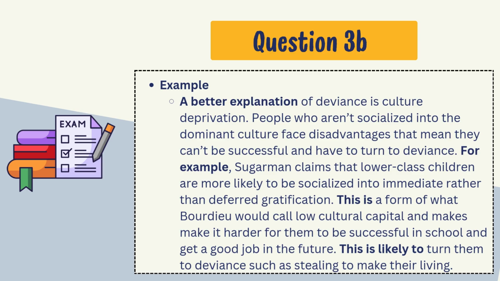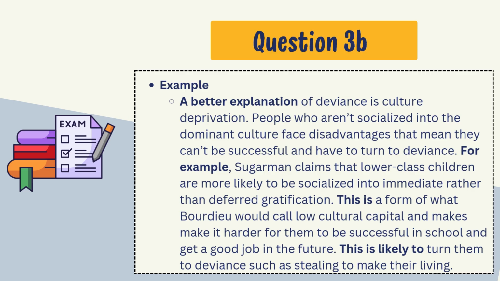A better explanation of deviance is cultural deprivation. People who aren't socialized into the dominant culture face disadvantages that mean they can't be successful and have to turn to deviance. For example, Sugarman claims that lower class children are more likely to be socialized into immediate rather than deferred gratification.